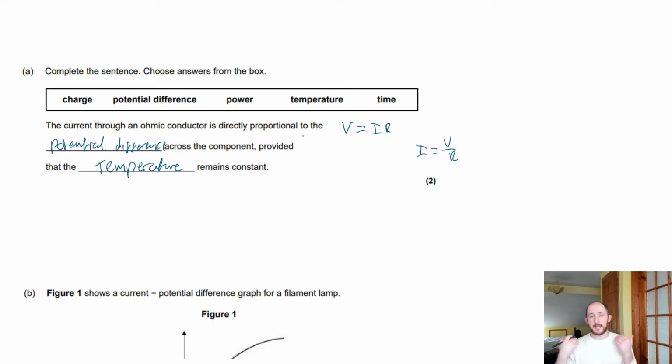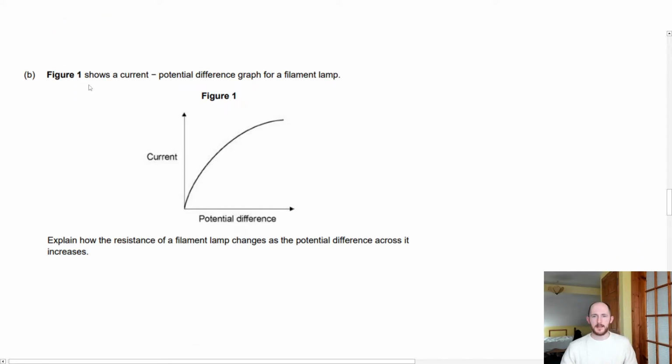If you get given an experiment question for this, it would be the reason why you always turn off the power supply in between taking readings on a circuit. It's because otherwise the thing will heat up, which will change the resistance, which means Ohm's law is no longer valid. Part B shows a current potential difference graph for a filament lamp.